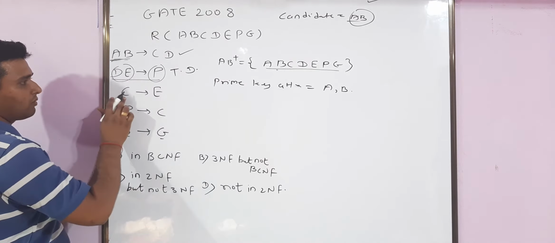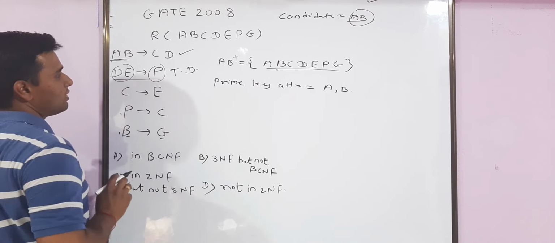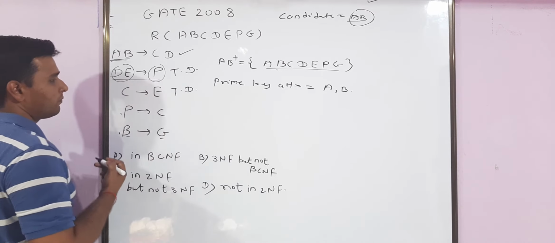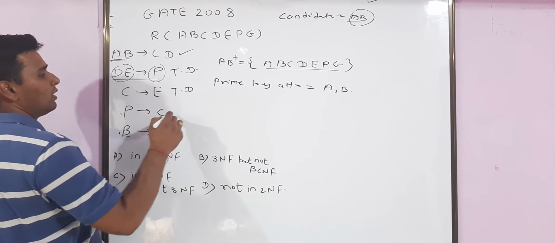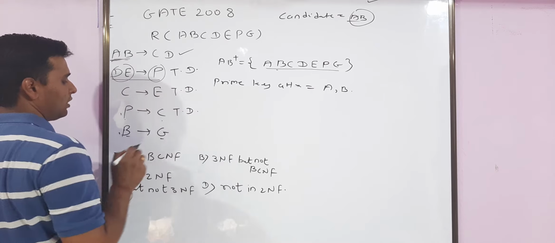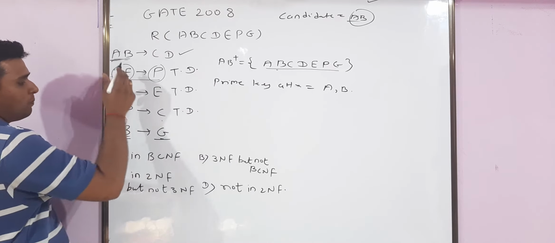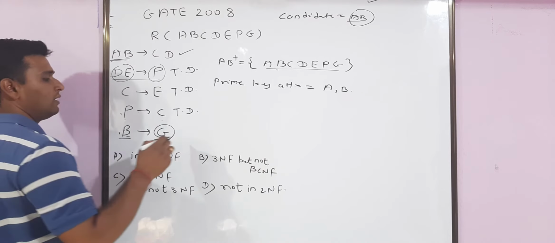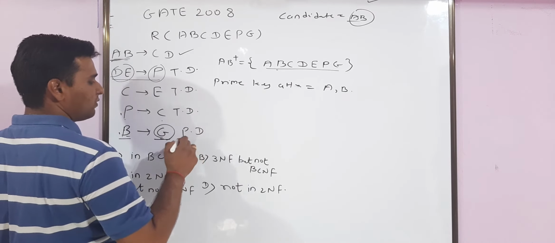Now again, C determines E. C is a non-key attribute, E is also a non-key attribute, so we can say that this is again transitive dependency. Again P determines C, again this is transitive dependency. And B determines G. So B is a part of the key and part of key is determining a non-key attribute. In that case we can say that this is partial functional dependency.